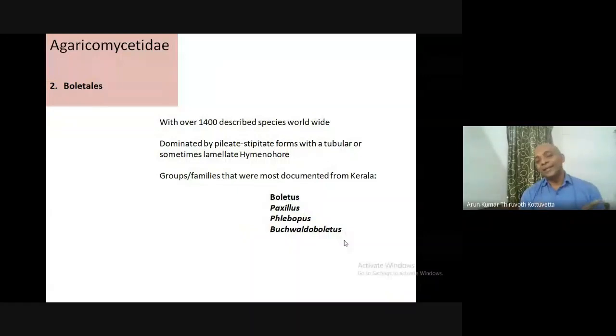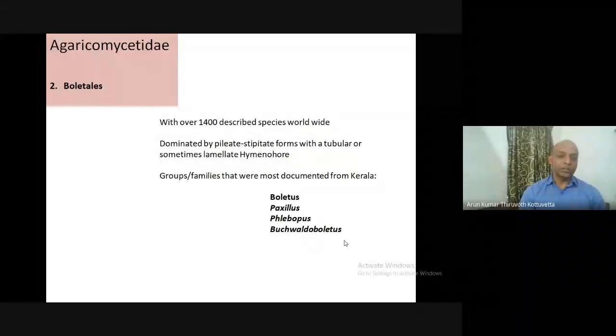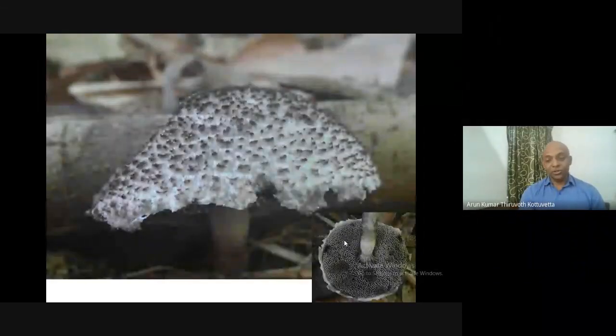Coming to the Boletales, there is another order called the Boletales, with around 1,400 described species worldwide. This group is dominated by pileate, stipitate forms with a tubular or sometimes lamellate hymenophore. The major genera of Boletales documented from Kerala are Boletus, Paxillus, Phylloporus, and Buchwaldoboletus. So this is the Strobilomyces species that has been collected from Kerala.